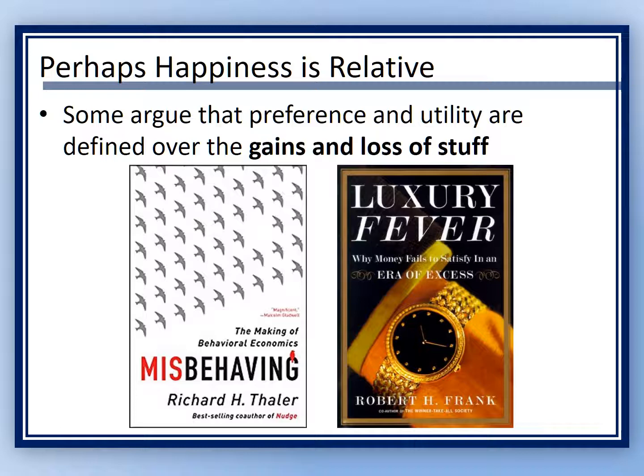If that's something that interests you, then these are the books you might be interested in reading: Misbehaving by Richard Thaler and Luxury Fever by Robert Frank. I think you can probably find these books in the library. Misbehaving you would find on Kindle. Luxury Fever is probably an older book, so I'm not sure where you can still find it.